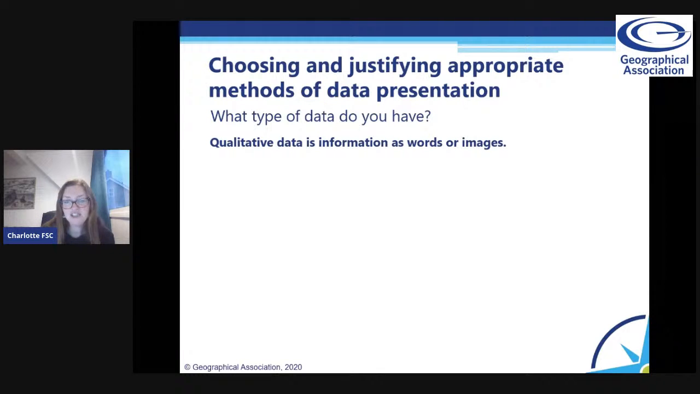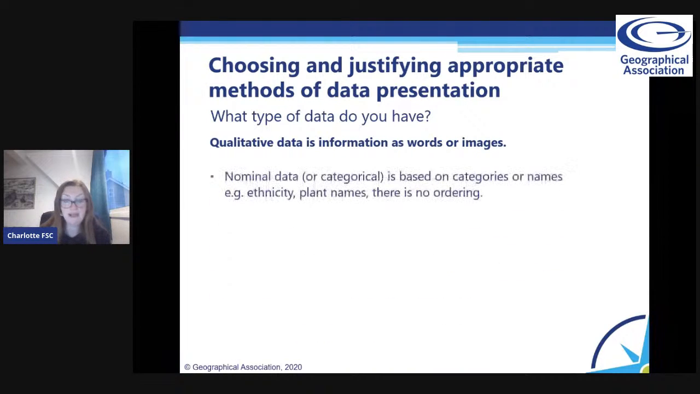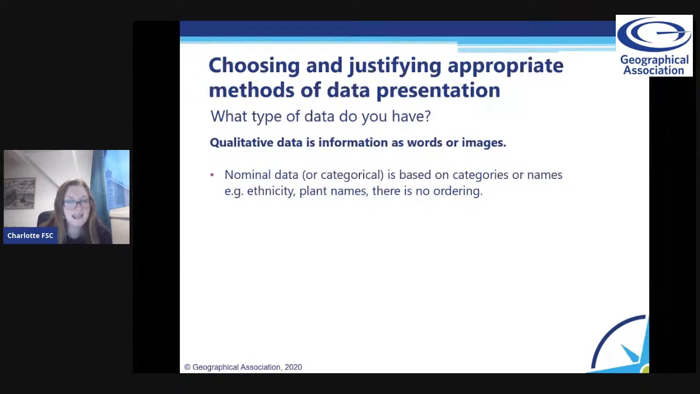This generally fits into two categories, namely nominal data or categorical, and this is based on categories or names. So things like ethnicity, plant names, there's no ordering, there's no order between whether it's an oak tree, a pine tree, sycamore tree, and so on. They are just different categories you might count up within these. Colours as well, that would all fit into that.